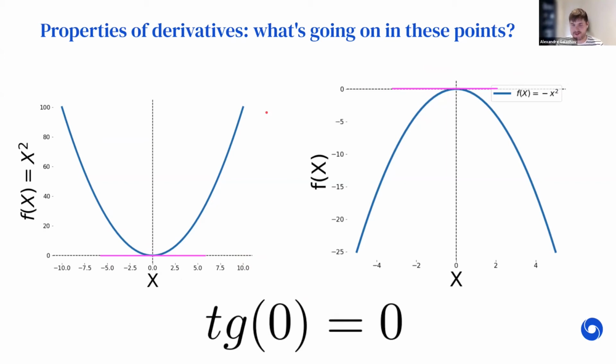But what are these points in this graph? On the left is basically the minimum. So the function grows, and at x equal to 0 it gets its minimum value, and the derivative is 0 here. And the same here. Here it's the maximum. So in the maximum, the derivative also is 0.